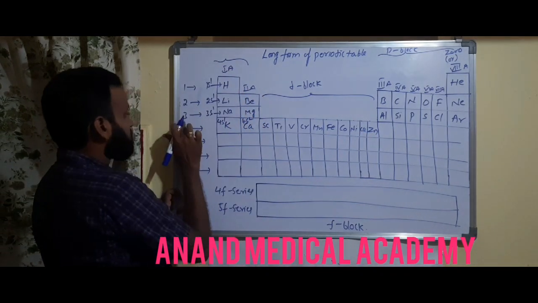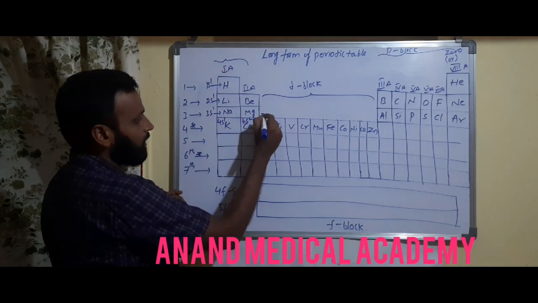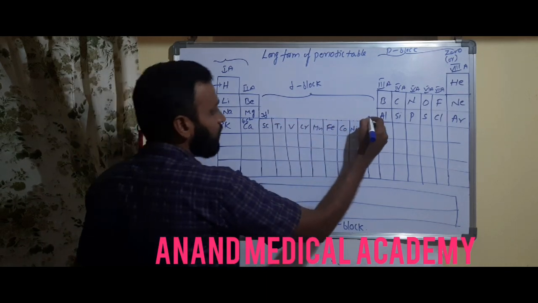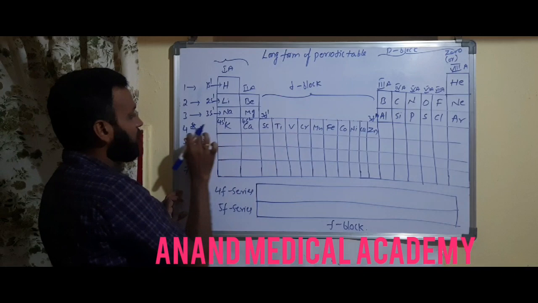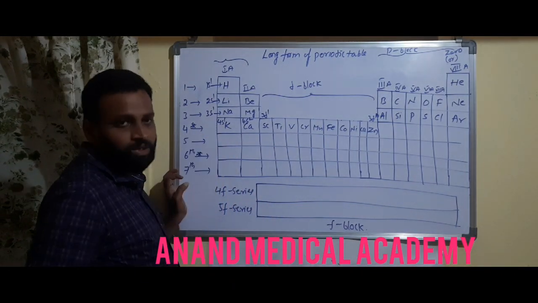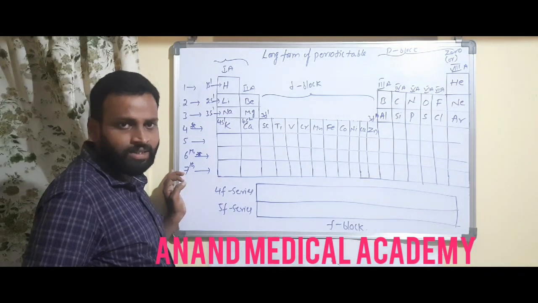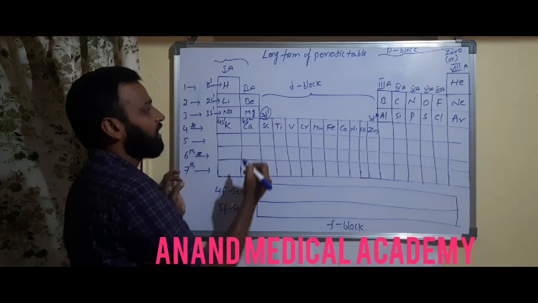Here I kept a star at 4 because here it is 4s1, 4s2, but here it is 3d1, 3d1 to 3d10. So the d block starts from the 4th period. The d block starts from what period? The 4th period. Understanding? So the d block starts from the 4th period with 3d1.